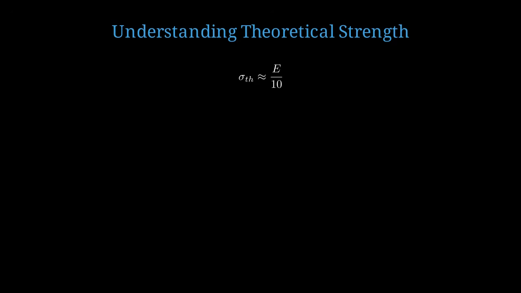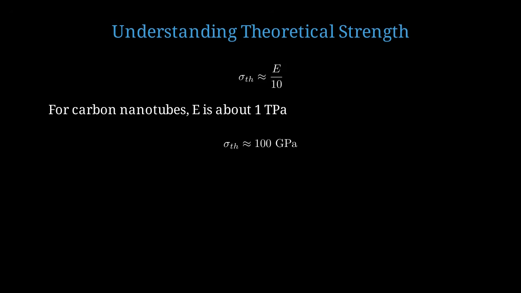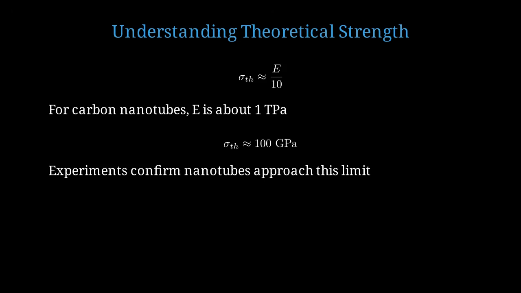A rough estimate is that theoretical strength equals Young's modulus divided by 10. For carbon nanotubes, Young's modulus is approximately 1 terapascal, or 1 trillion pascals. This gives a theoretical strength of about 100 gigapascals. Remarkably, experiments on individual pristine nanotubes have measured strengths between 50 and 100 gigapascals, very close to this theoretical limit.